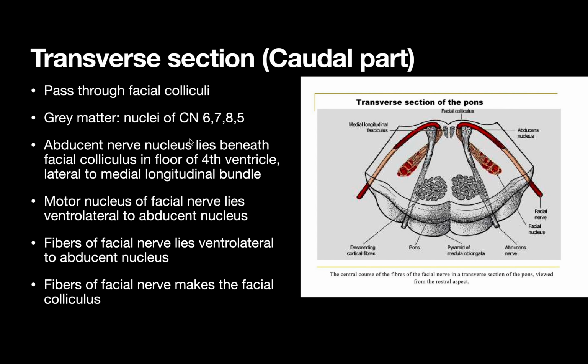Cranial nerve number 6 is going to lie beneath the facial colliculus, which literally means a kind of tract in the floor of the fourth ventricle, and is lateral to the medial longitudinal bundle. More importantly, the motor nucleus of the facial nerve is going to lie ventrolateral to the abducens nucleus, and the fibers of the facial nerve will make the main tract, or the facial colliculus.